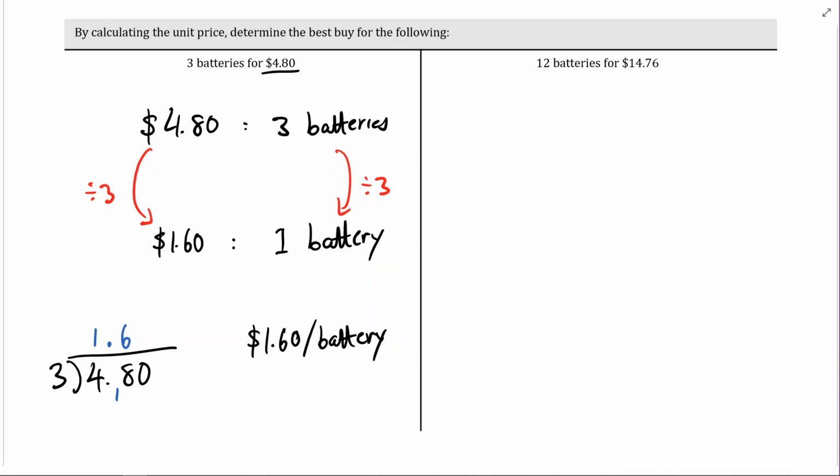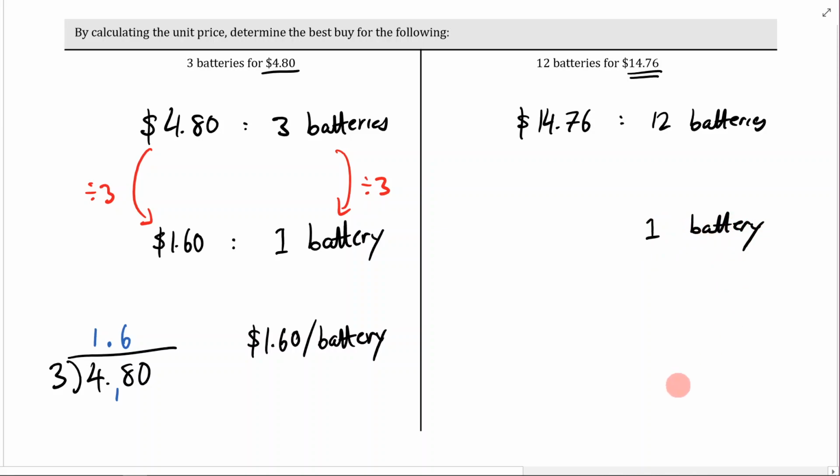Let's now do the same to the other side here to figure out if this one's a better price. This is $14.76 for 12 batteries. Remember, we want this side to be one battery. So you can probably guess what we're going to do. We're going to divide by 12. So I'm going to come over here and I'm going to divide by 12. I'm going to come over here. I'm going to divide by 12.